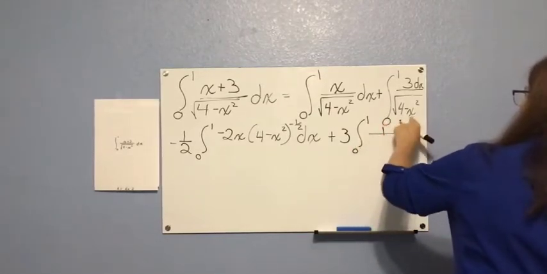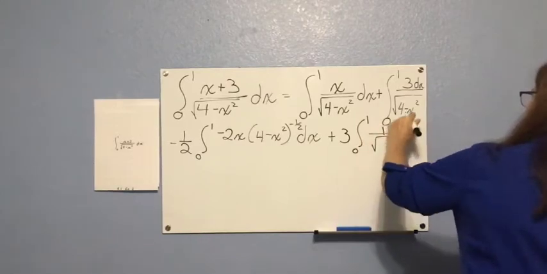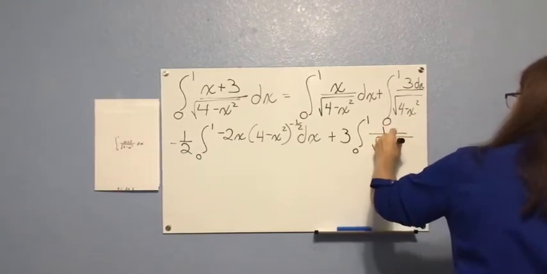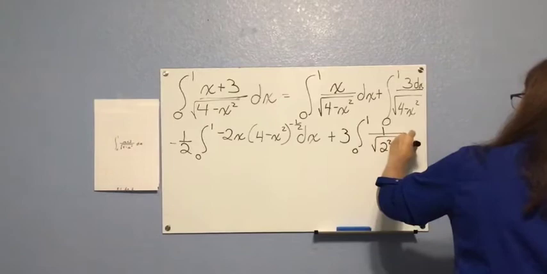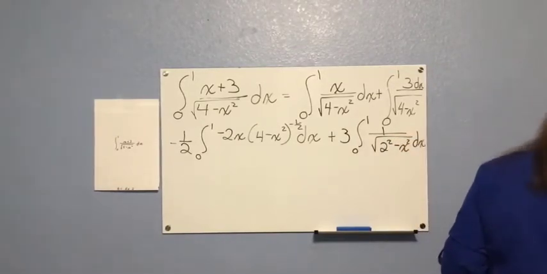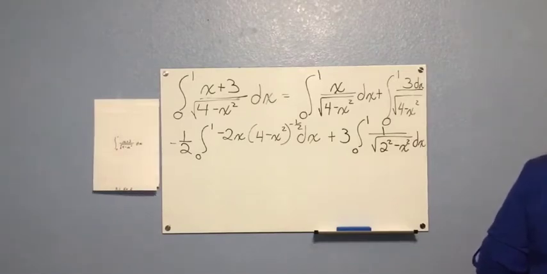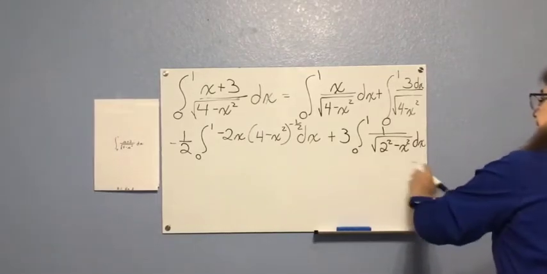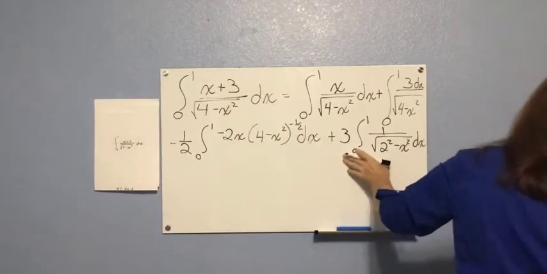And then I'm going to rewrite this just a little bit and change that 4 to a 2 squared minus x squared. And there's my dx. Okay. Now I can integrate each piece separately.